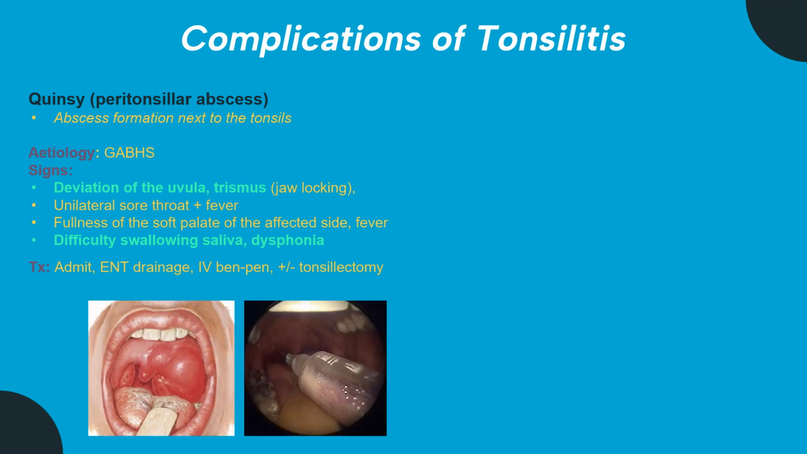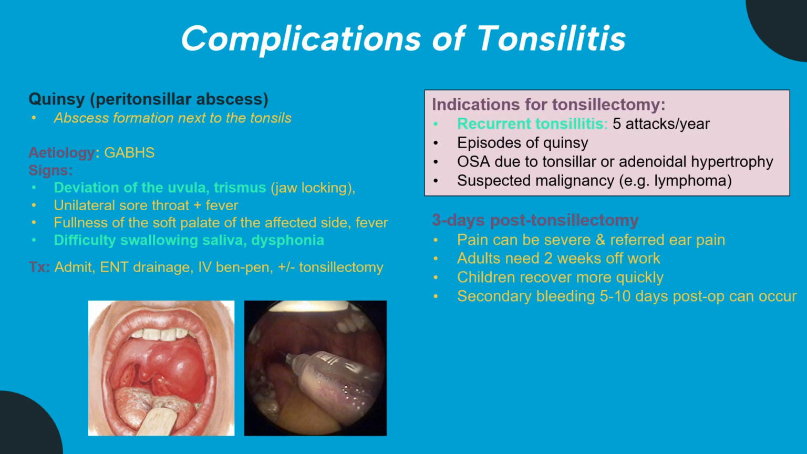In the case of quinsy, you'll admit the patient and get them to have the quinsy drained, so the abscess drained. They also put them on IV antibiotics and consider tonsillectomy because it can be quite severe and you don't want it to happen again. And as written, the etiology is most commonly your group A beta hemolytic strep, so strep pyogenes.